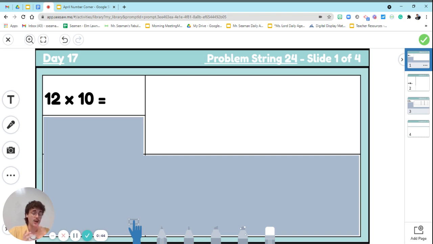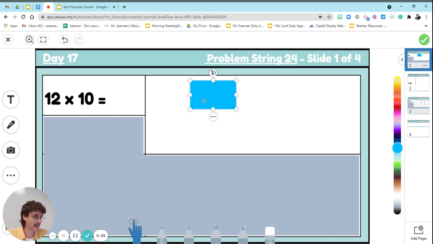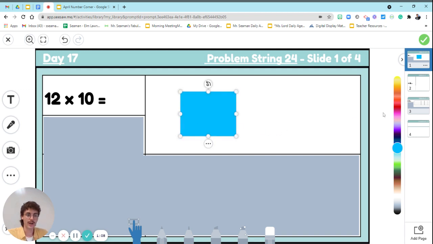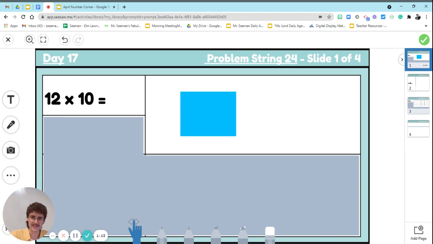Our first problem says 12 times 10. That's a pretty easy problem for us. If we do 12 times 10, I always like to use my array model. It's easy for my brain, but it's also easy for me to explain, I hope. If you have any questions, all you have to do is let me know, let one of your teachers know, or ask a friend. A friend could explain it to you really well.